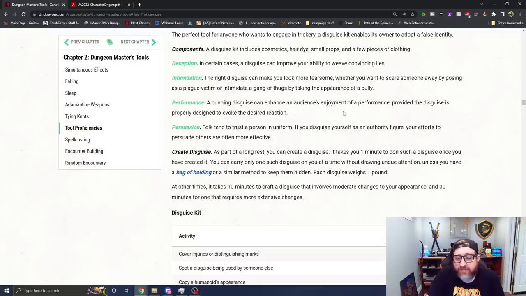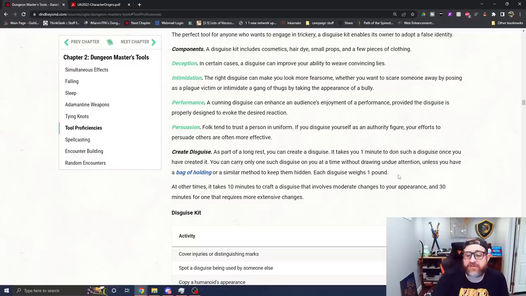The right disguise can make you look more fearsome, whether you want to scare someone away by posing as a plague victim or intimidate a gang of thugs by taking the appearance of a bully. Performance. A cunning disguise can enhance an audience's enjoyment of a performance, provided the disguise is properly designed to evoke the desired reaction. Persuasion. Folks tend to trust a person in uniform.